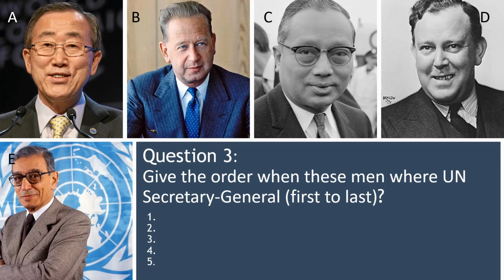Question 3. Give the order when these men were UN Secretary General. Well, we start with D, Trygve Lie, then it's B, Dag Hammarskjöld, C, U Thant, E, Boutros Boutros-Ghali, and then A, Ban Ki-moon.